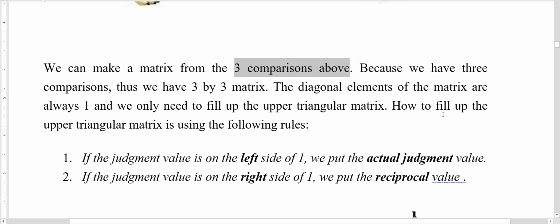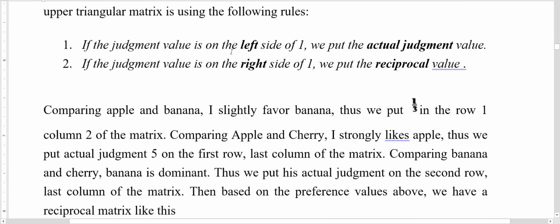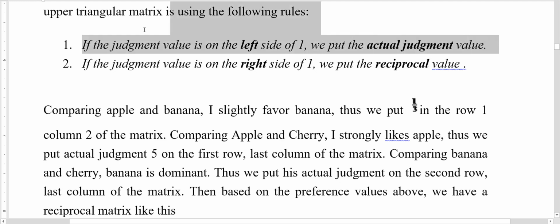Because we have 3 fruits to compare, we have a 3 by 3 matrix. The diagonal elements of the matrix are always 1 and we only need to fill the upper triangular matrix. We fill it using the following rules. If the judgment value is on the left side of 1, we put the actual judgment value. If the judgment value is on the right side of 1, we put the reciprocal value.